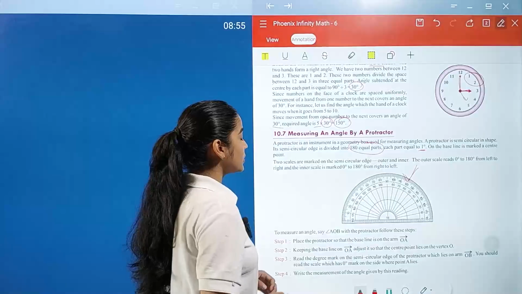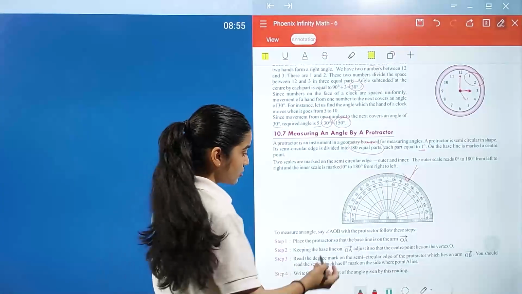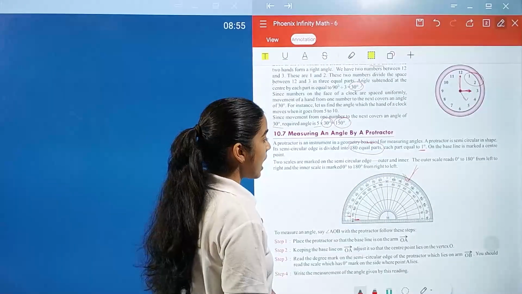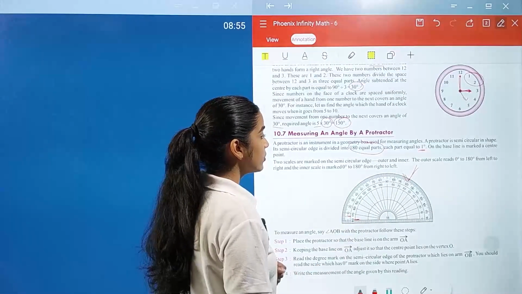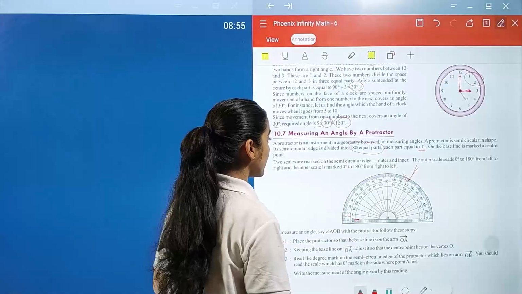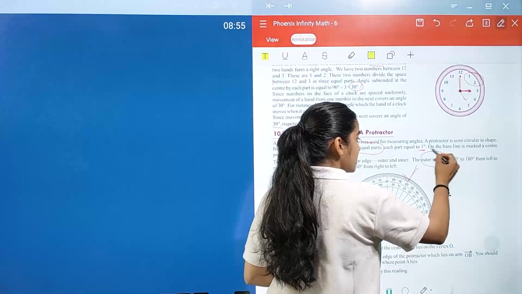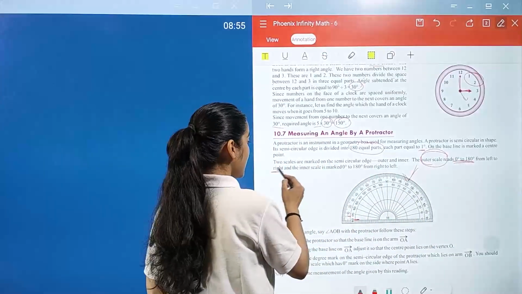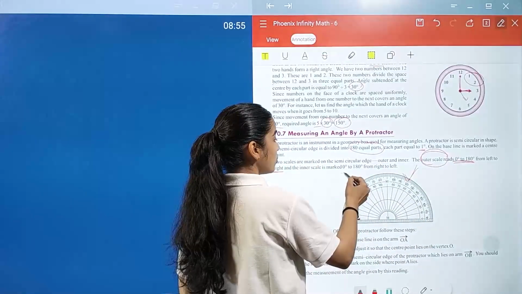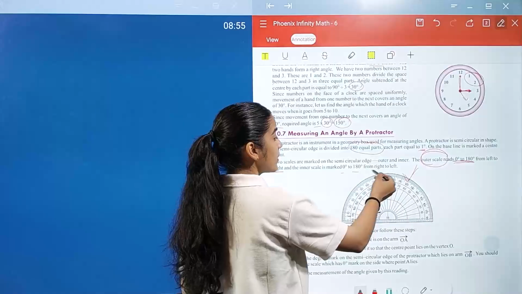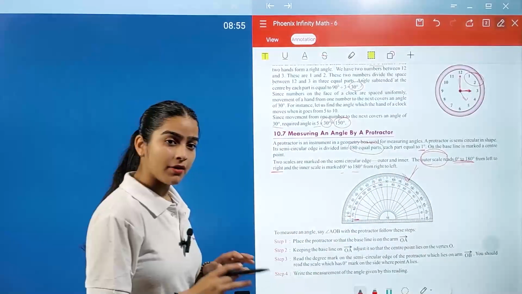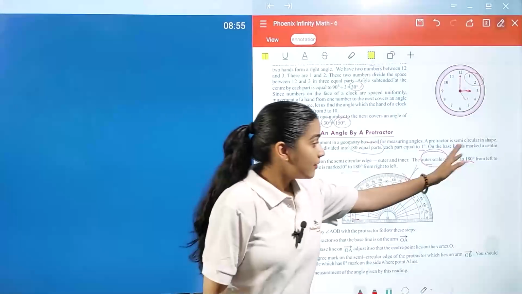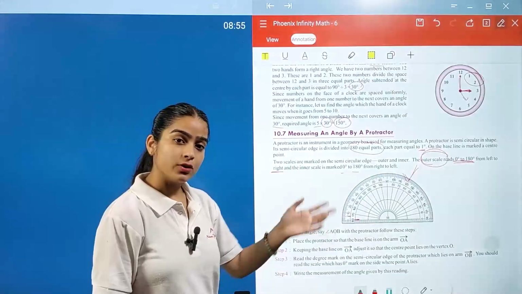Two scales are marked on the semicircle edge, outer and inner. This is your inner circle and this is your outer circle. The outer circle reads 0 to 180 degrees from left to right, and the inner circle is marked 0 to 180 degrees, the same measurement, from right to left. So the measurement is 0 to 180 degrees, but the outer scale is read from left to right and the inner scale is read from right to left.